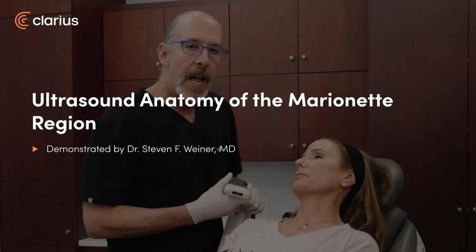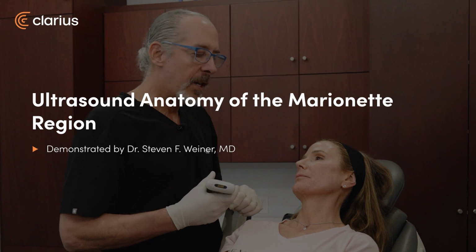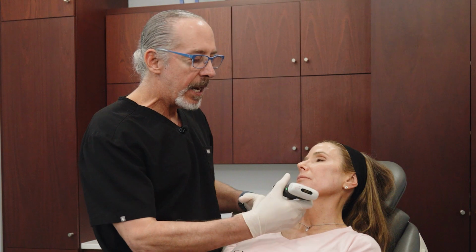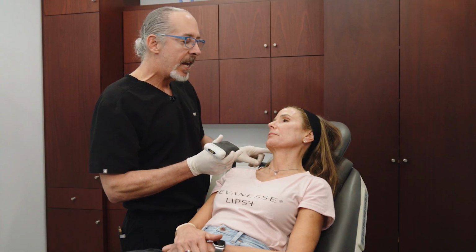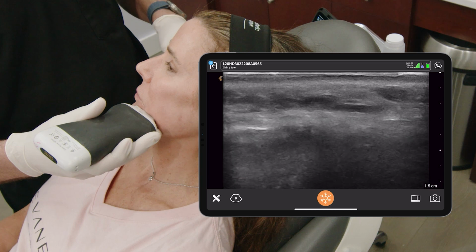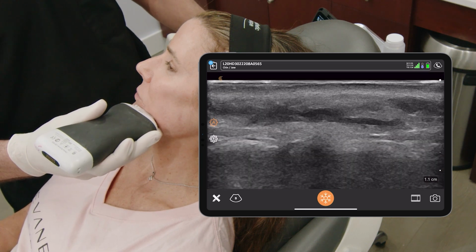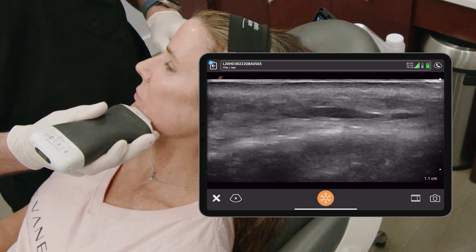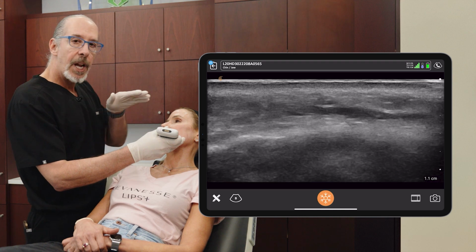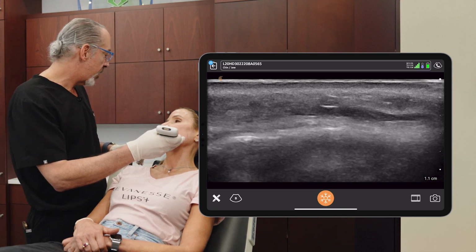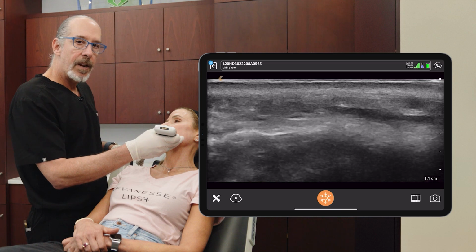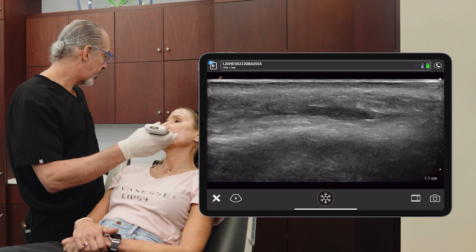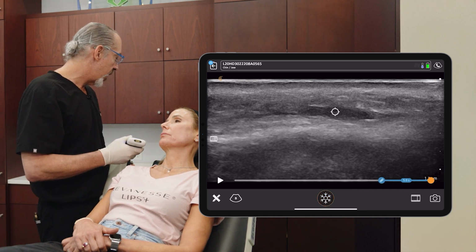Hey, it's Dr. Steve Weiner, and the next area that we're going to examine is the prejowl sulcus, DAO, and inferior labial artery. That's right in the marionette area. Make sure you have the notch pointing to the patient's right. And here I am. It's not quite as deep as the posterior jawline, so you can make the depth a little bit smaller. The DAO is going to be the large spindle-shaped muscle, and you can ask the patient to frown. You see that muscle gets bigger and smaller when she frowns. Let me just point that out to you. So this is going to be the DAO right here.